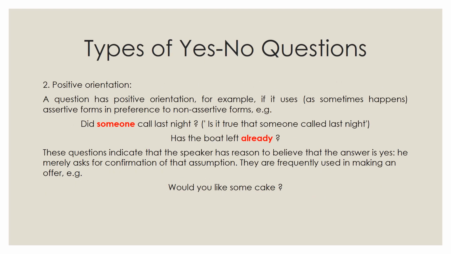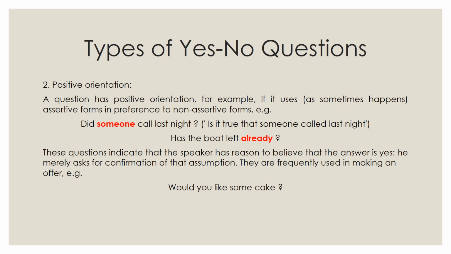The second type of yes/no question is called positive orientation. Here, the speaker is asking a question to expect only one answer, which is positive. And we know that the positive answer is going to be with what? With yes. So the speaker is asking a question to get only yes. He does not expect no. So a question has positive orientation, for example, if it uses, as sometimes happens, assertive forms in preference to non-assertive forms.